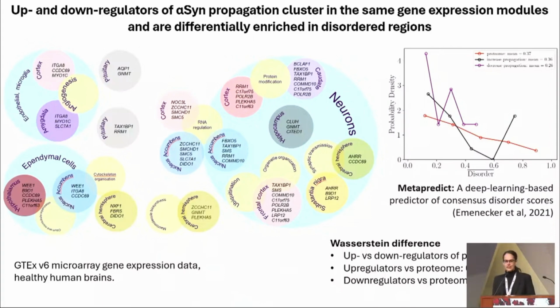And also, these gene expression modules are enriched in expression signatures shown in neurons. And as we know, neurons are the cell type that is most severely affected in Parkinson's disease. Then looking at the disorder of those 38 genes, we looked separately at the upregulators and the downregulators of synuclein propagation. And we found that while the upregulators are similarly disordered as the entire proteome, the downregulators are different. So they have a reduced amount of disorder as seen in the probability plot. This observation made us expand this analysis on a wider scale.